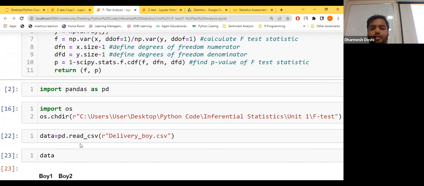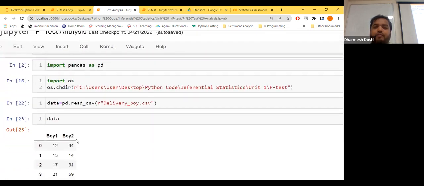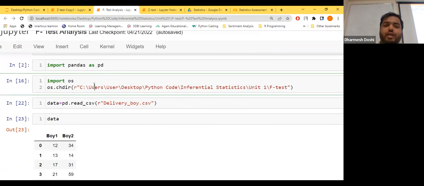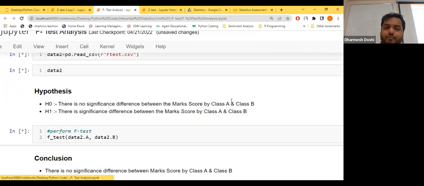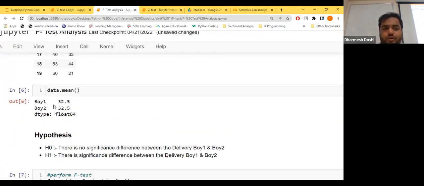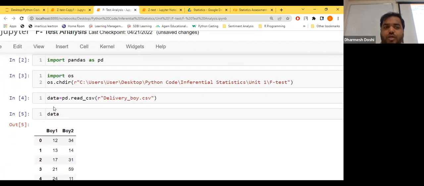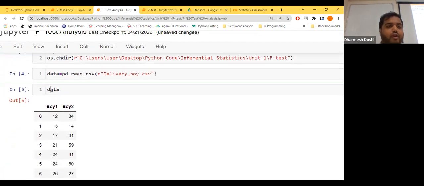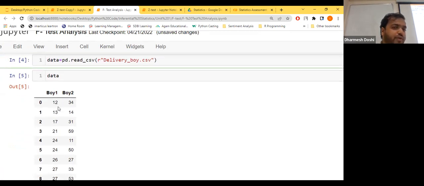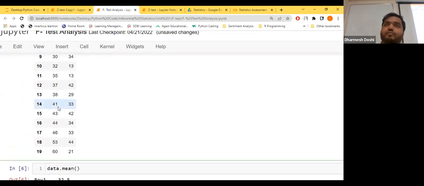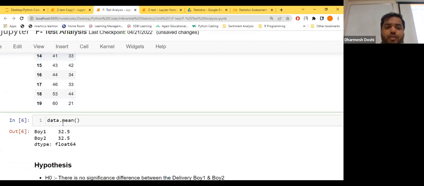So guys, we have taken an example with data of delivery boys. I have taken the full data instead of working on half the data. Here we first import data using pandas and assign it to data. We have delivery boy 1 and 2, and we have taken 20 days of data. First I compute the mean of both, boy 1 and boy 2. What is the answer?